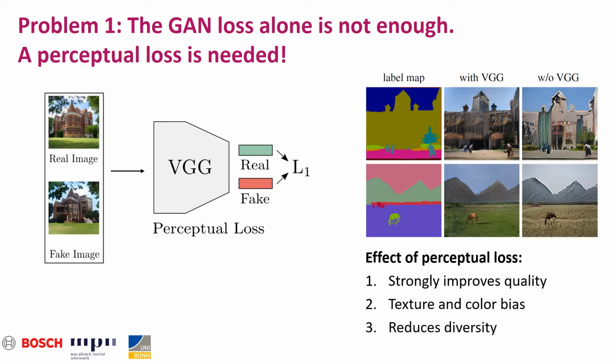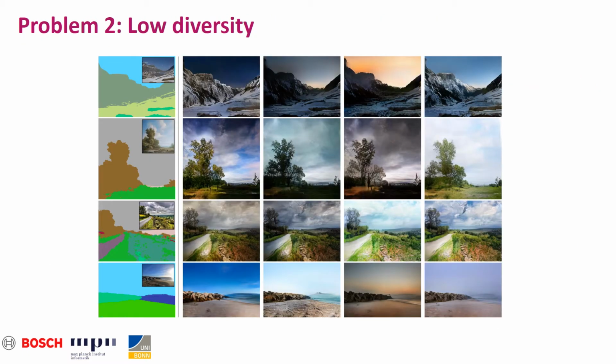However, it also comes with downsides. First, in our work, we show that the perceptual loss biases the texture and color distribution of images. Secondly, we show in our work that the perceptual loss greatly reduces diversity of the generated images. This brings us to the second major problem of the current method. The second major problem is low diversity. This means it is hard to sample many different looking images from a single label map.